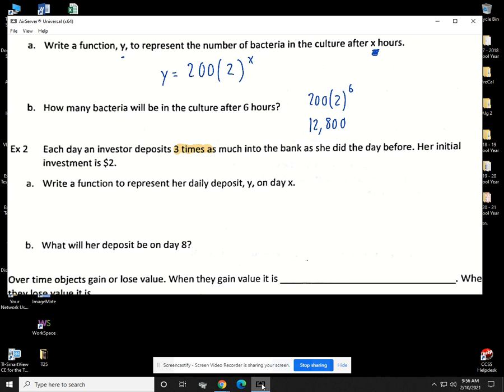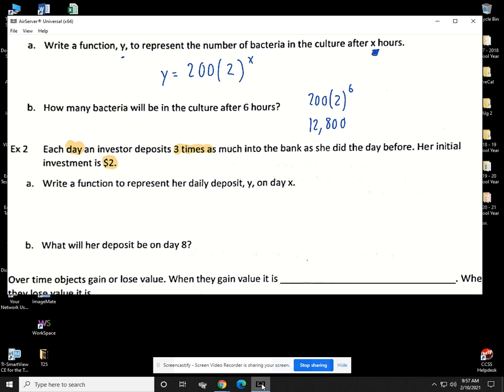3 times, okay? You've got to understand the connection in those words. 3 times means you're tripling something. Okay, what else is important in here? $2. That's my initial investment, right? And then another one that's important is each day. Okay, just to know that this is time in days. So here's my equation.